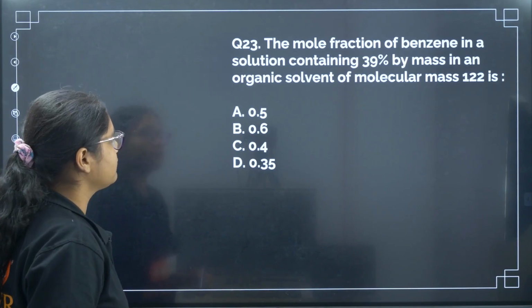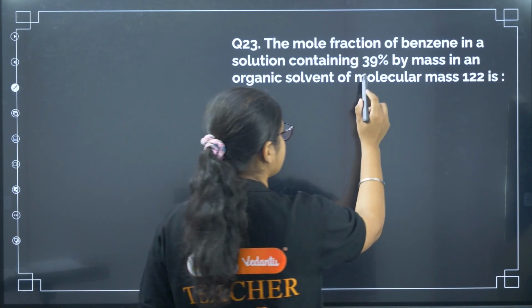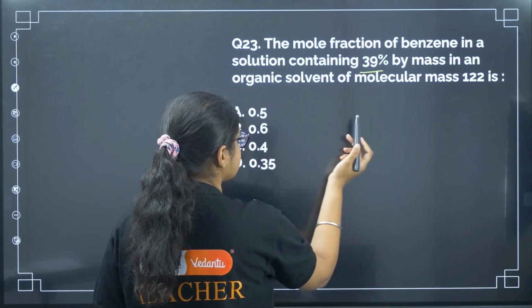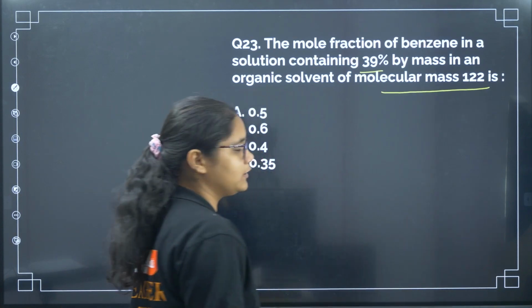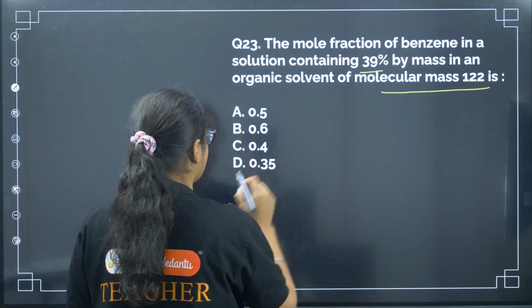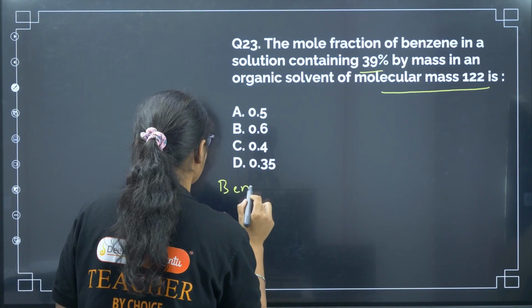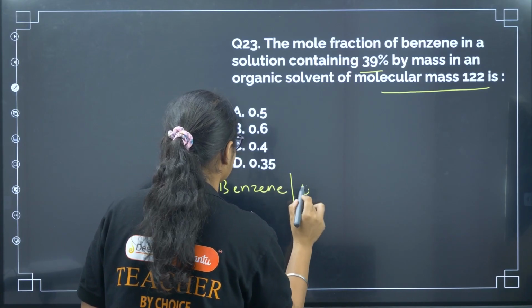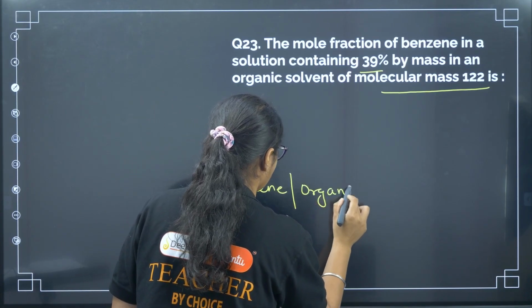Next, the mole fraction of benzene in a solution containing 39% by mass in an organic solvent of molecular mass 122 is. So in this question, we have benzene here, and one organic solvent is given to you.